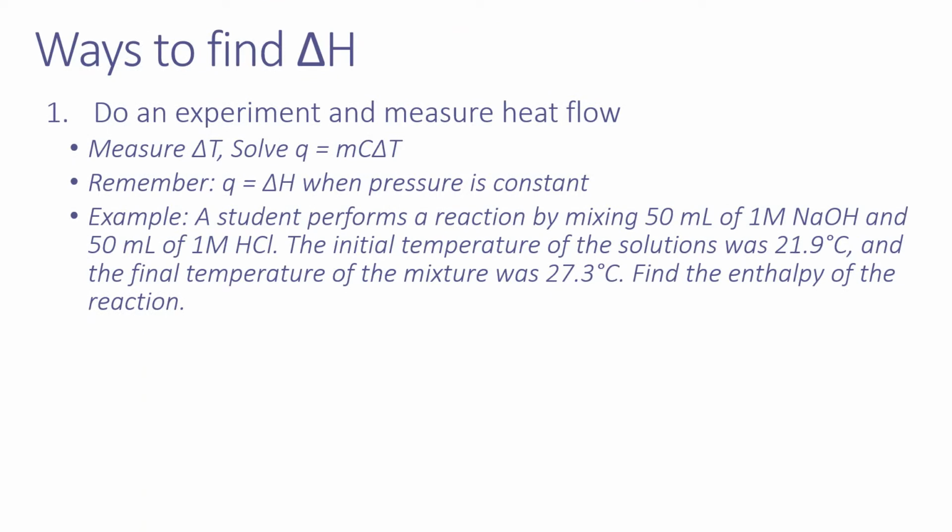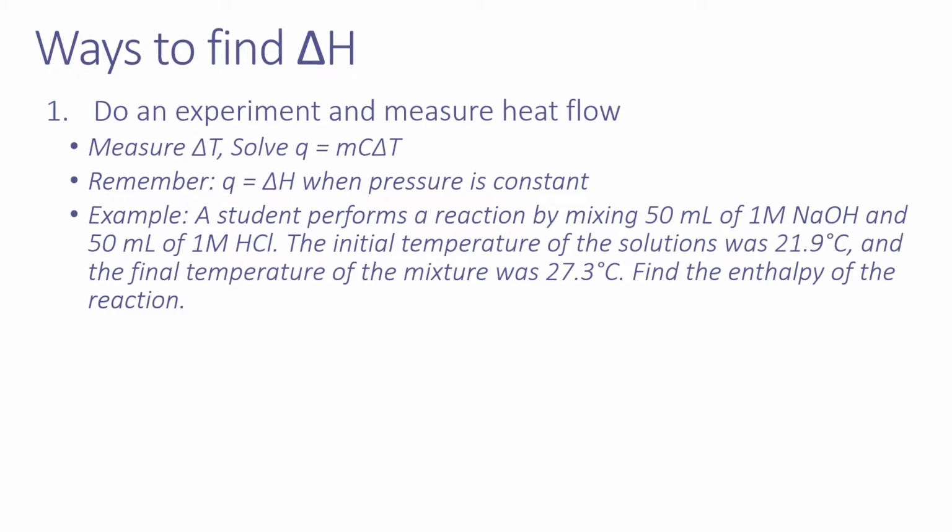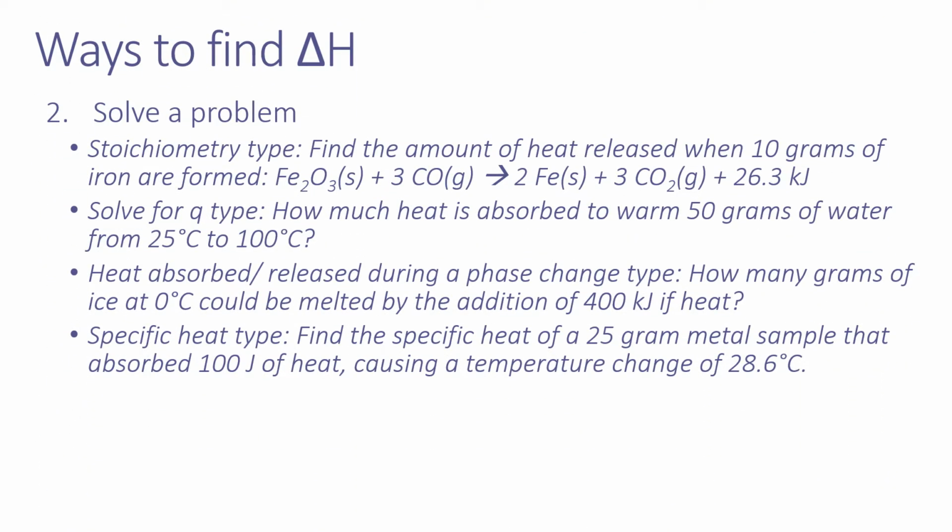There are lots of ways that we can find delta H. First, you could do an experiment to measure heat flow. So you could measure delta T and then solve using Q equals MC delta T. Remember that when pressure is constant, Q and delta H are the same thing. So for example, heat of neutralization lab, we mix 50 milliliters of 1 molar NaOH with 50 milliliters of 1 molar HCl. We get a delta T from the initial temperature and the final temperature, and we can use Q equals MC delta T.